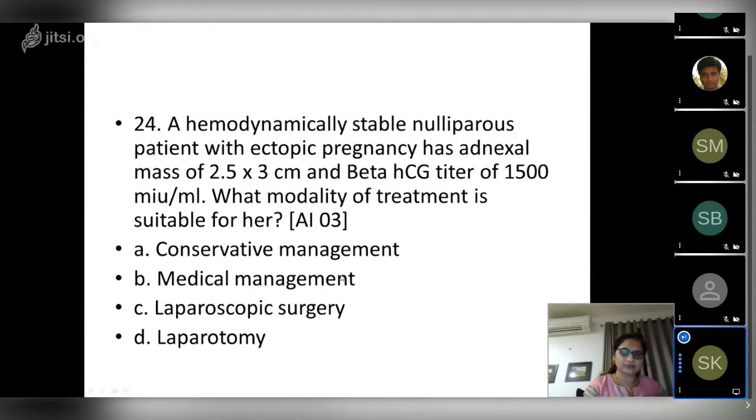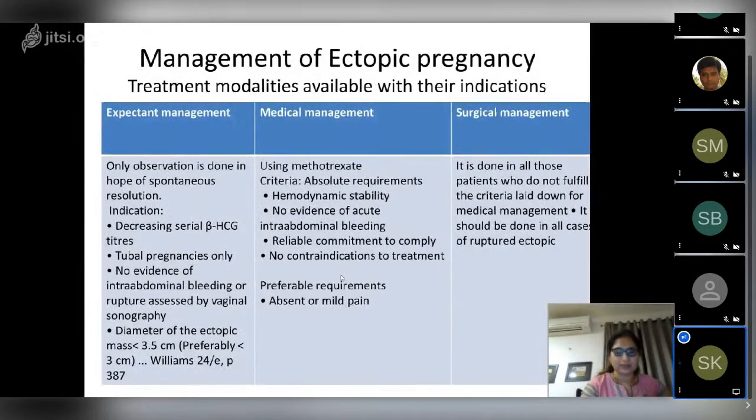Is it clear to all of you? Yes, ma'am. Okay. So next one. Another important point you have to remember amongst the 3 important modalities for ectopic pregnancy, let us discuss here. As we discussed, there are 3 important modalities. One is the expectant management, then you have the medical management or the surgical management.